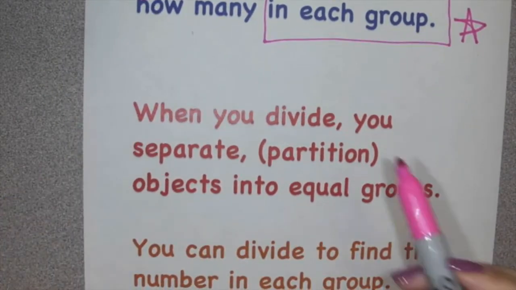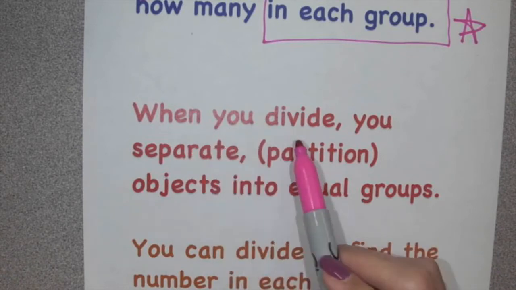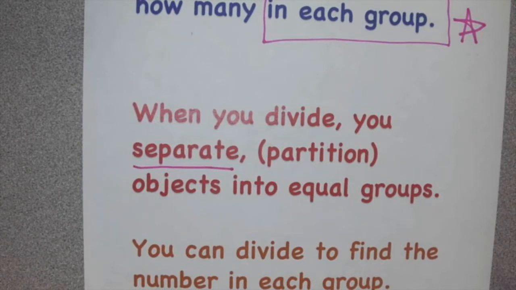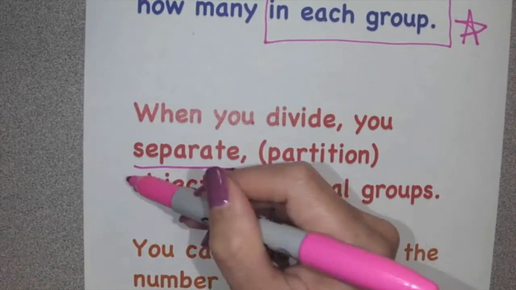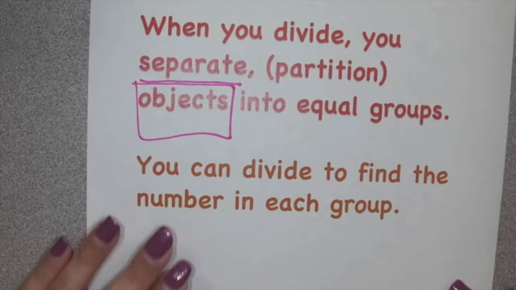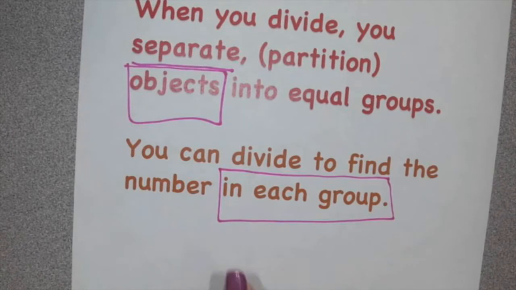When we think about division, we say divide. When you divide, you separate. Another word for separate means partition. You're going to hear that word a lot in division chapters that we're going to be doing. So when you divide, you separate or partition objects into equal groups. You can divide to find the number in each group, okay? So we're going to divide to find the number in each group.